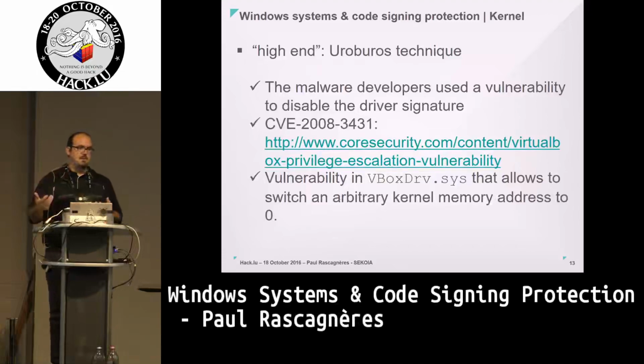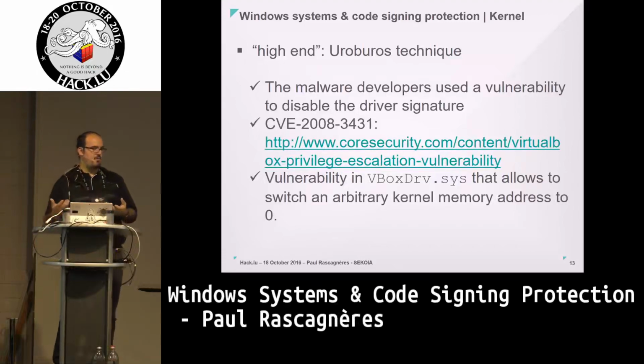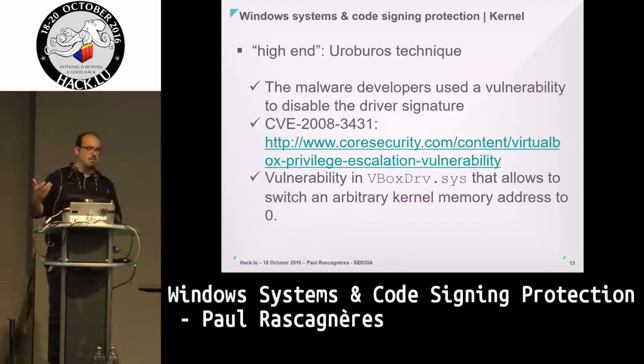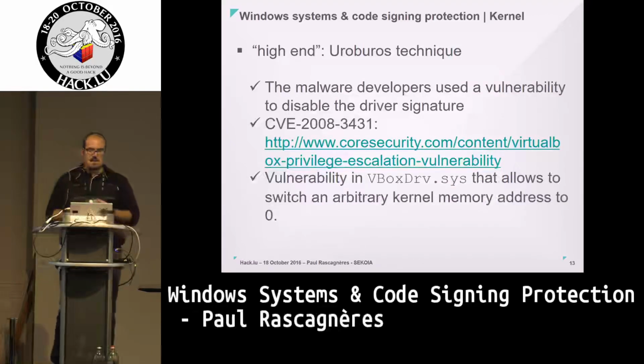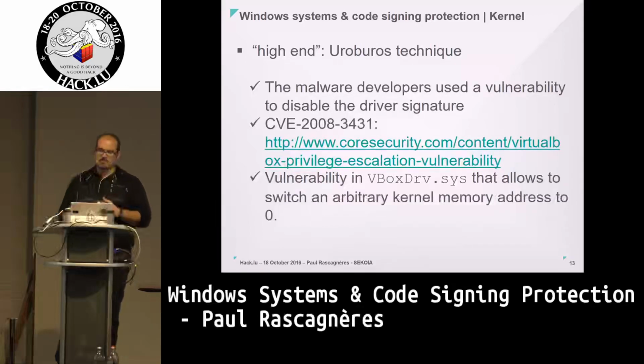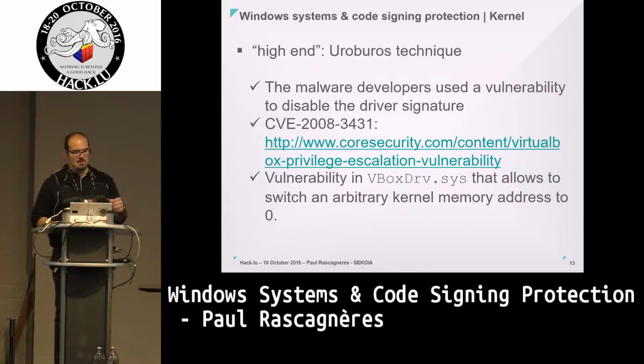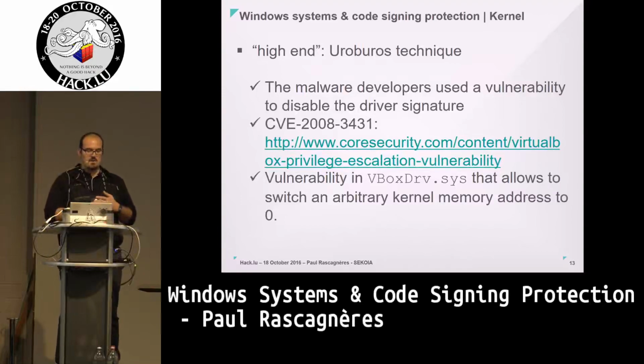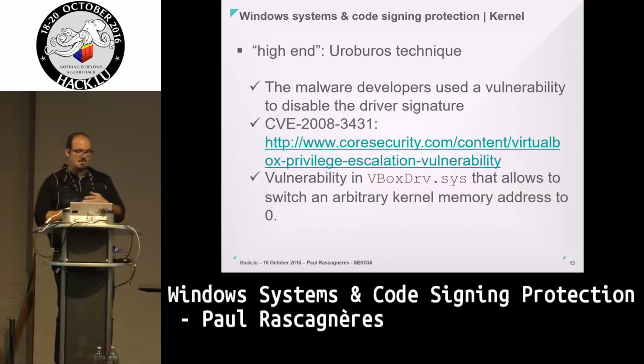They load this legitimate driver, use the vulnerability in order to switch off the signature mechanism, and once it's switched off, they simply load the malicious driver. How does it work really? In this case, the Ouroboros developers chose VirtualBox, a vulnerability in VirtualBox's vbox.drv.sys. And this vulnerability allows to switch an arbitrary memory address to 0.